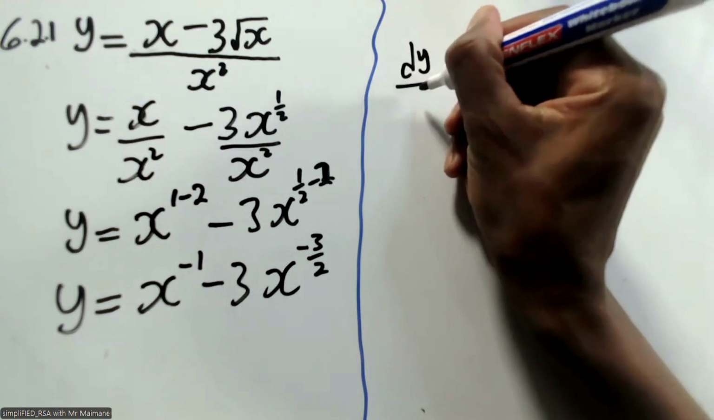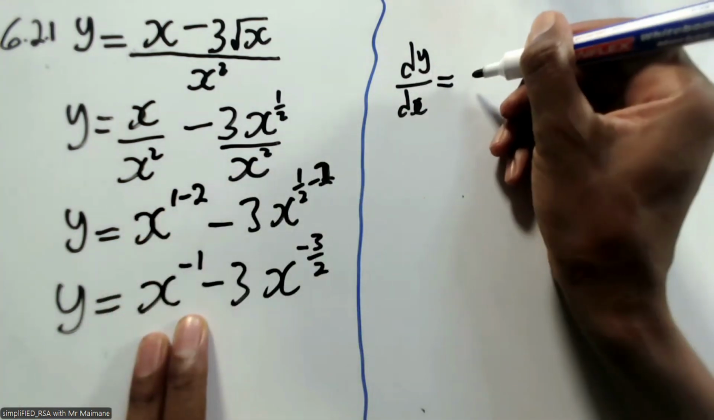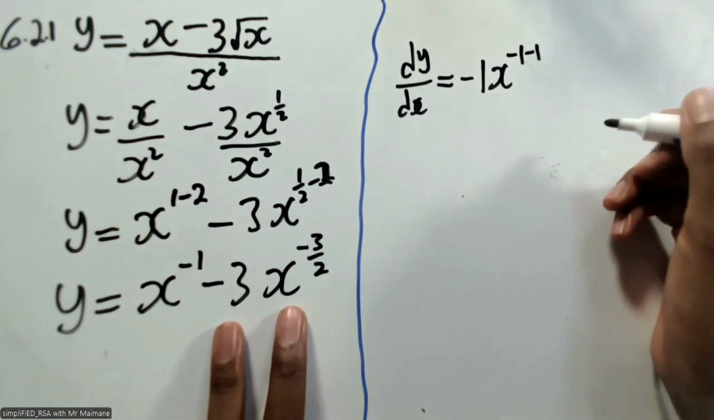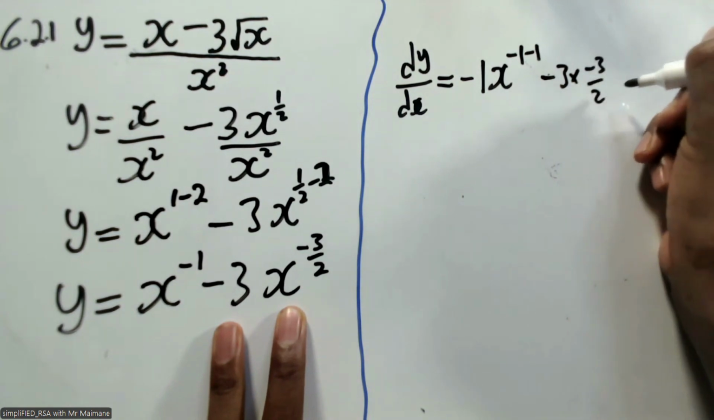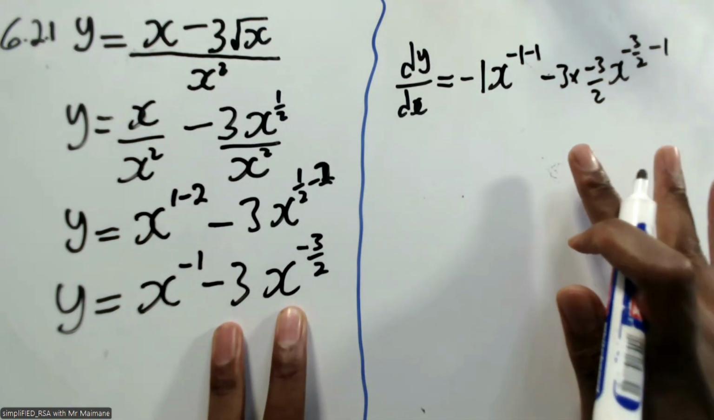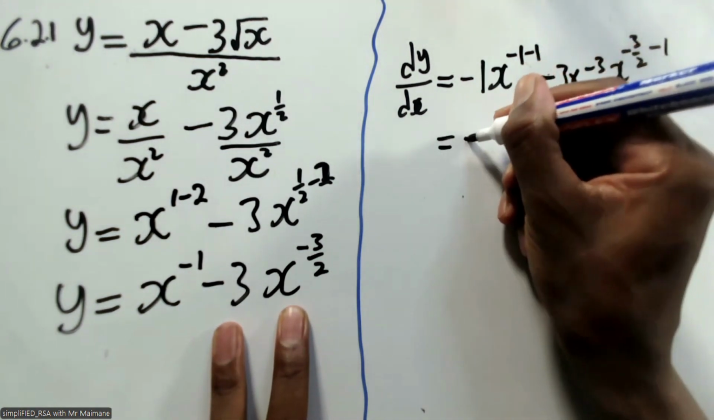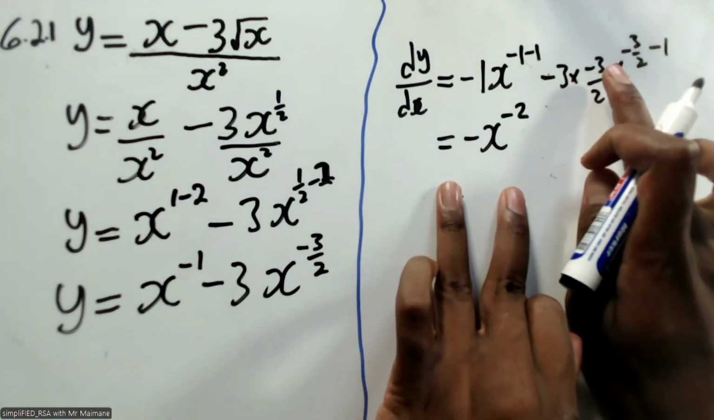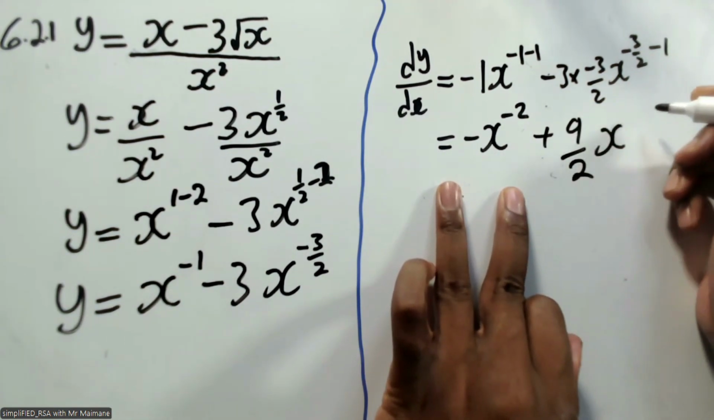Therefore, I will say dy over dx is equals to, then I will take the exponent to the front. So it's going to be minus 1 times x to the minus 1 minus 1. For the second one, it's going to be minus 3 times minus 3 over 2 x to the minus 3 over 2 minus 1. Hence, I've applied the differentiation rule. Simplifying this, I would have minus x to the exponent minus 2. And if you look at this one here, minus 3 times minus 3 is going to be positive 9 over 2 x to the exponent again.